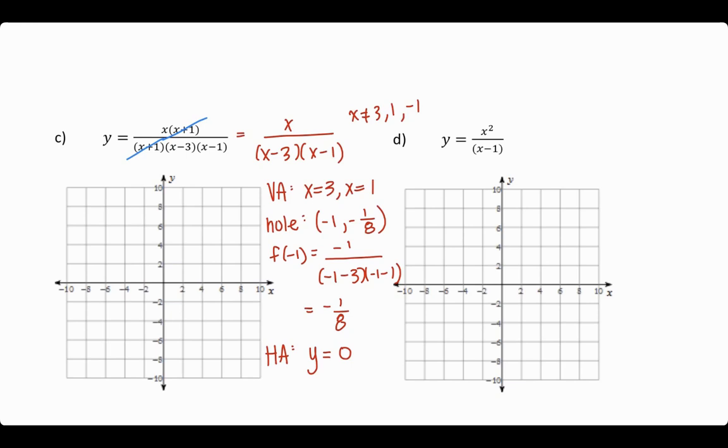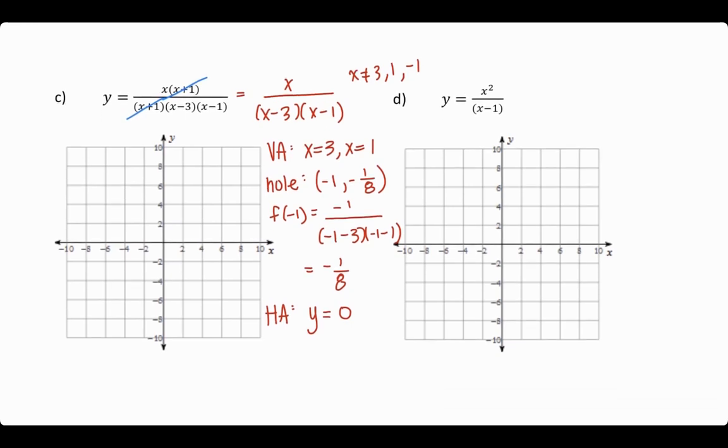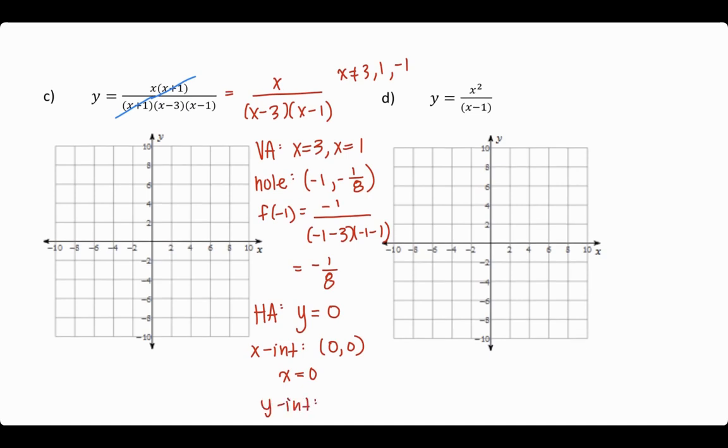Okay. So we've got vertical asymptote, hole, horizontal asymptote. Let's look at x-intercept. What number makes the top of the fraction equal 0? What number makes the numerator 0? So I set the numerator equal to 0. I get x equals 0, which means my x-intercept is (0, 0), which means the y-intercept is also, without even doing anything, I know it's (0, 0). Okay.